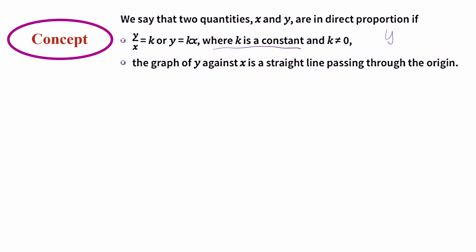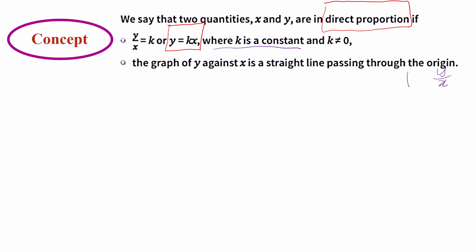So when you express y equals to kx, you can actually divide by x on both sides so that you can make k the subject. That gives you k equals to y over x. Let's explain how we get this. But most of the time, we will just use y equals to kx. That is when both x and y are in direct proportion.